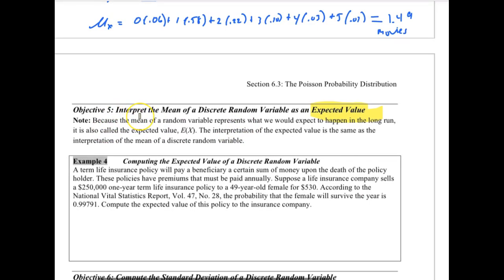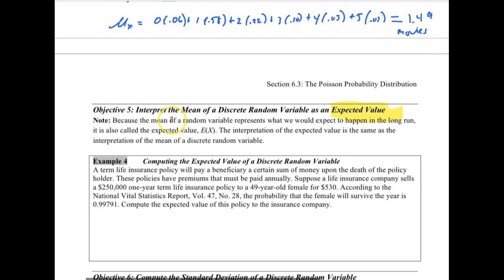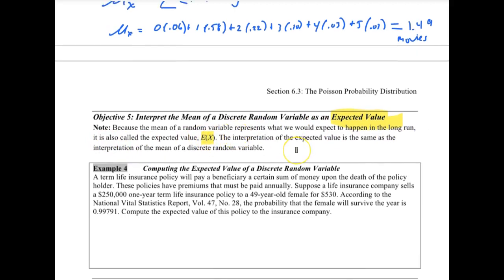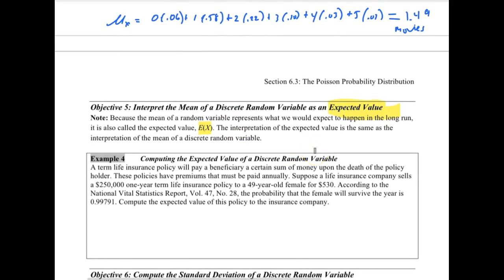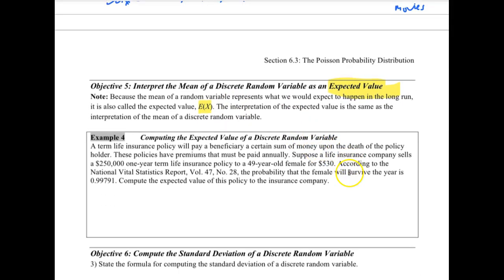Here's a note to keep in mind. Because the mean of a random variable represents what we would expect to happen in the long run, it is also called the expected value, and we would use E of X. The interpretation of the expected value is the same as the interpretation of the mean of a discrete random variable. We just use the term expected value.